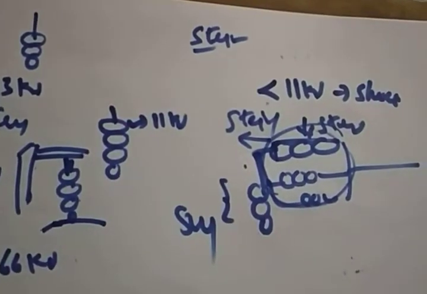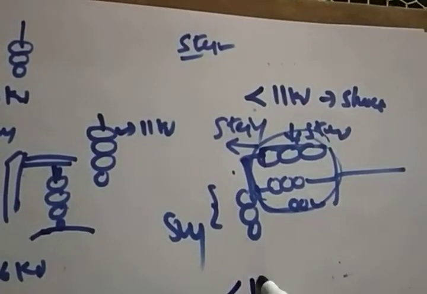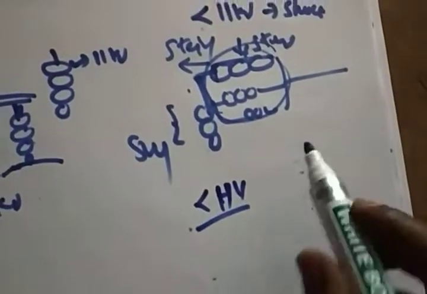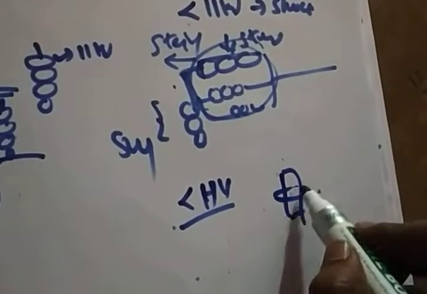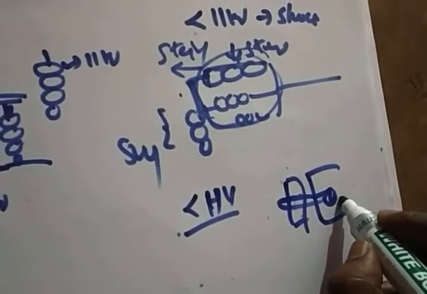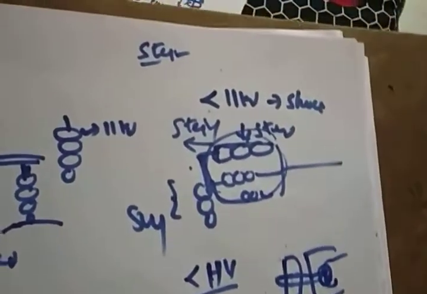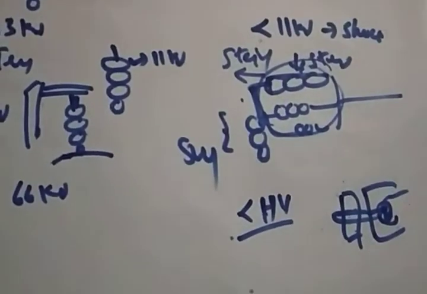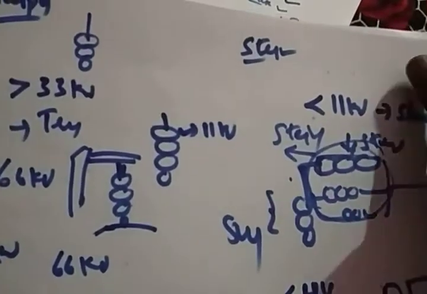Shackle type insulator means it is used for less than 11 kV, like in a distribution system. It is pole mounted. We fix it directly to the pole. Here we get the insulator, and the conductor is taken out from this. We can see it in street distribution systems and all these places. These are the different types of insulators that we discussed till now.